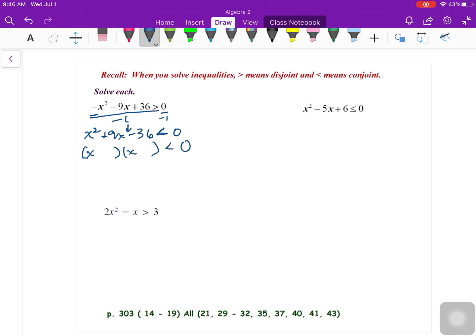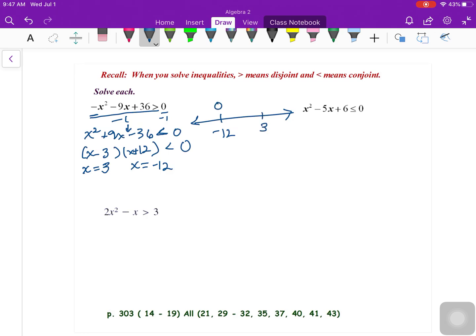Now I'm going to factor. Factors of 36 that differ by 9 are 3 and 12. And I need the 9 to be positive, so the 12 would be positive and the 3 negative. So when I find my actual zeros, here I get x is 3, and here I get x is -12.